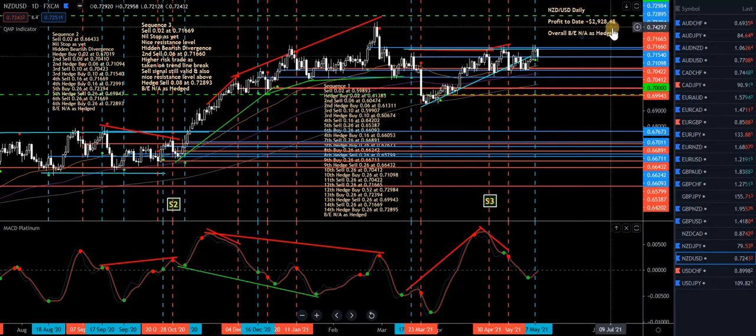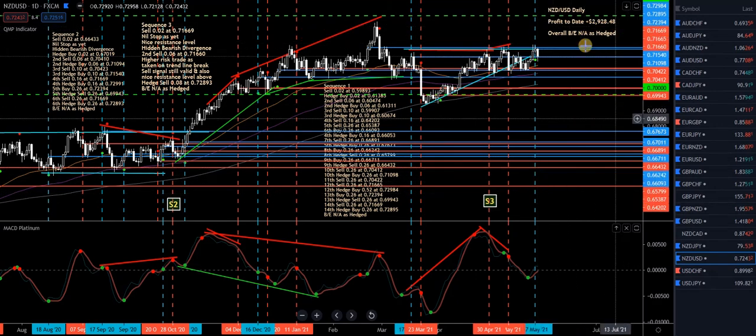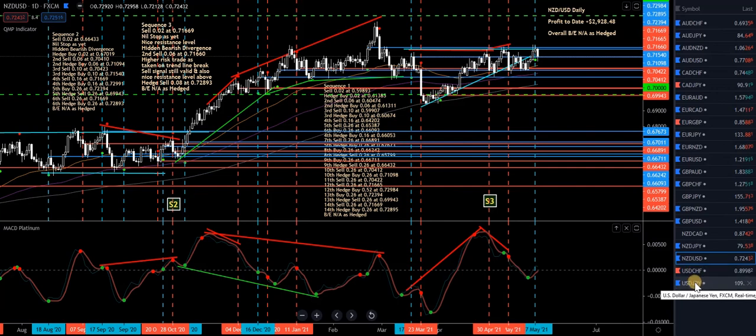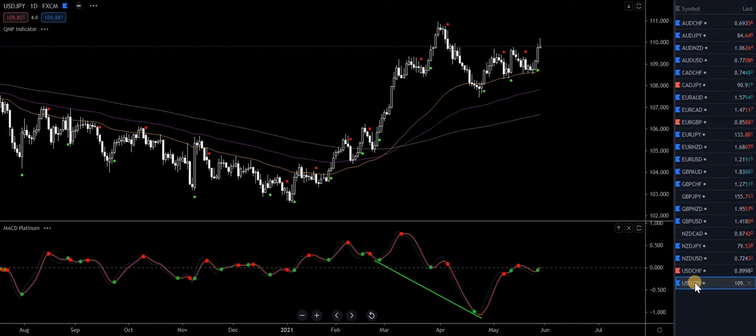I've made 2,900 profit on this pair, so going all right. It's not a pair I like, it stresses me too much, but it is USD based, so like a lot of USD pairs, it can move pretty erratic at times. I'll do the USD Japanese yen first.